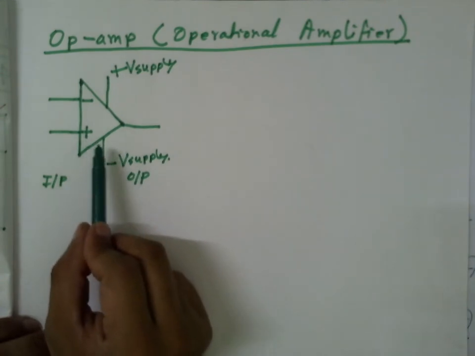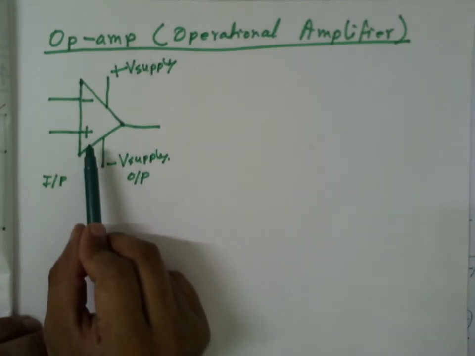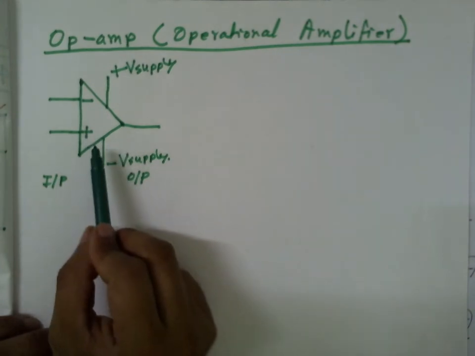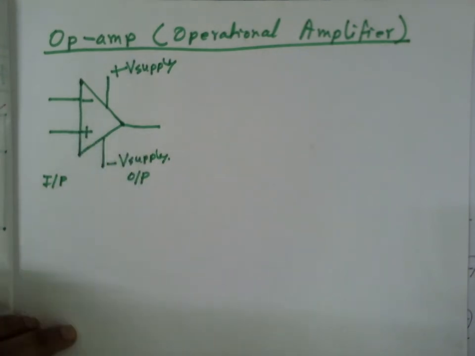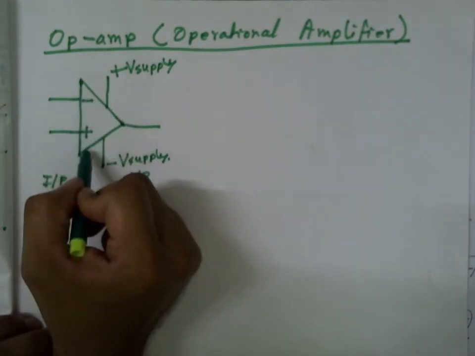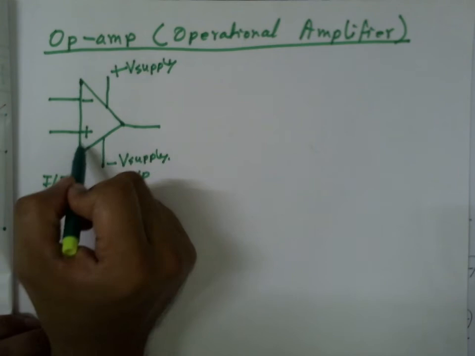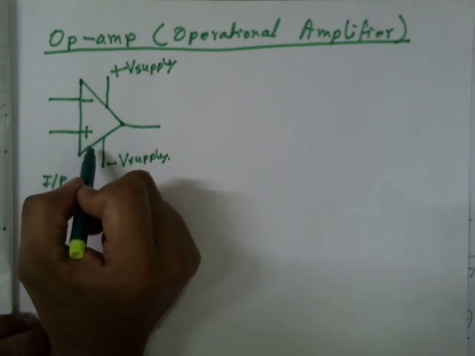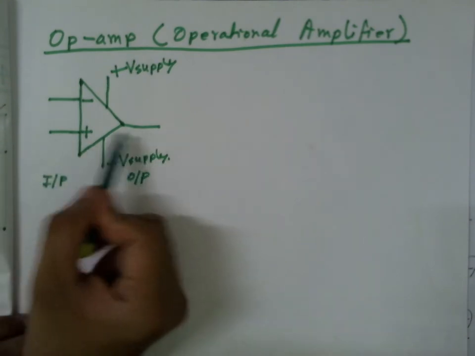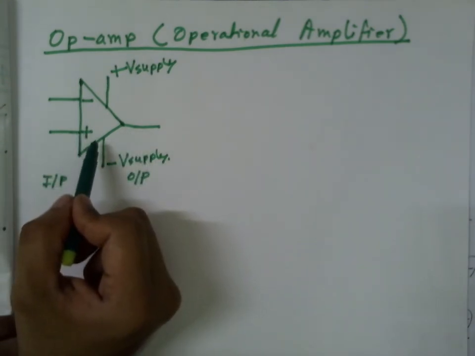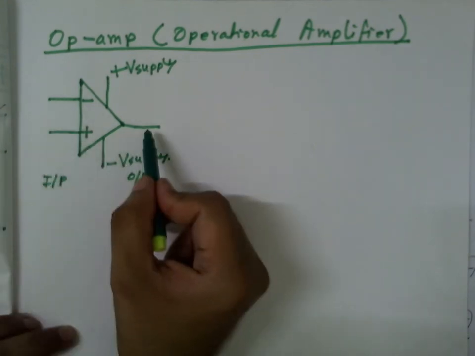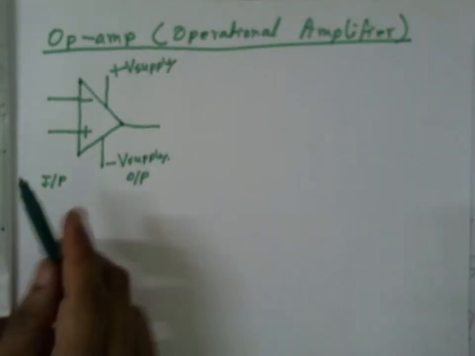This is actually an integrated chip, an IC, integrated circuit, which has two inputs and one output. What is there inside this IC is complicated and we are not going to discuss that, but we'll see that the functional behavior of an op-amp is very simple. It has only two inputs and one output. And how does it work?